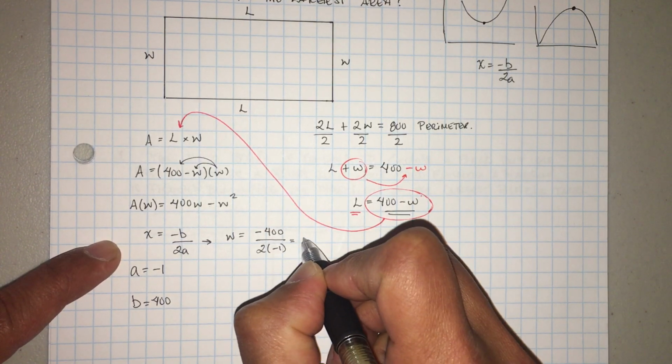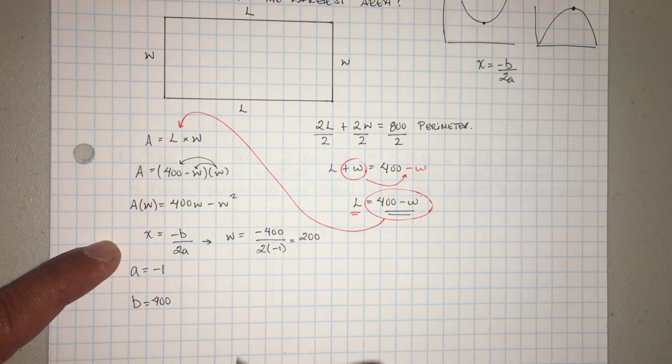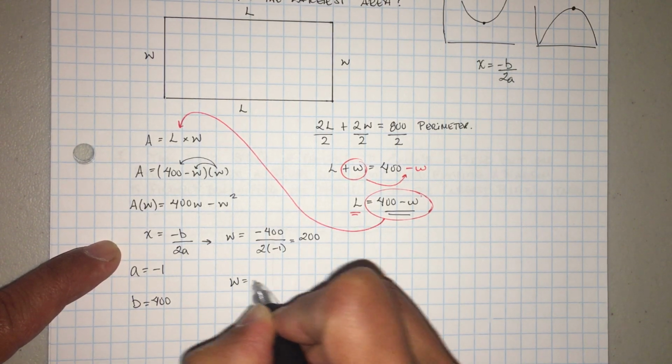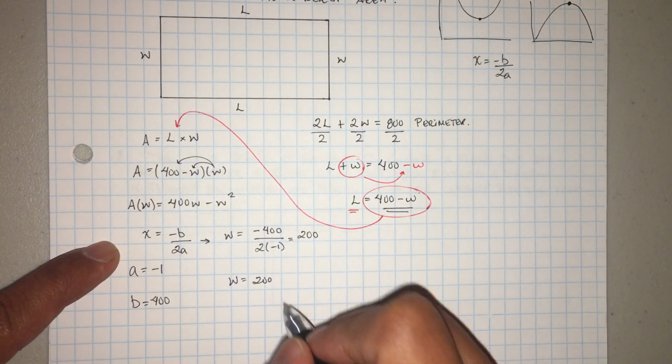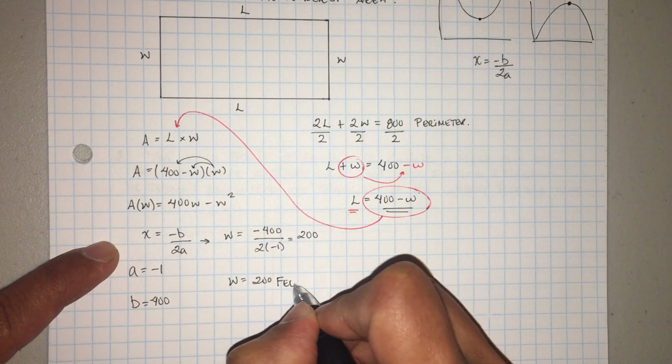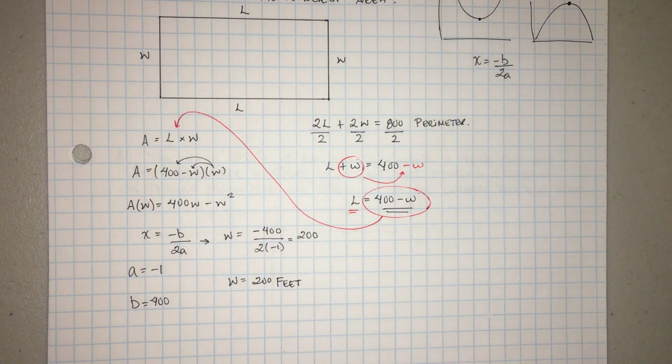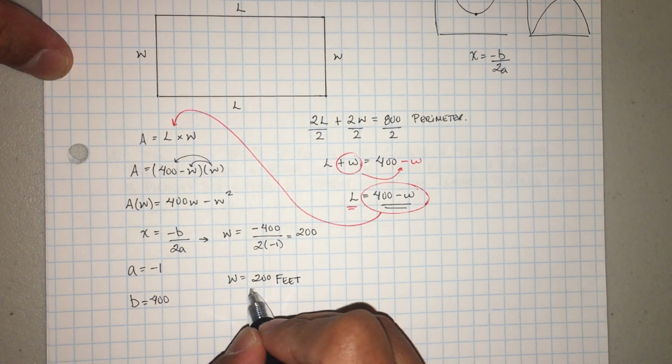So you get 400 divided by 2, which is 200. So the width, lo ancho, is 200. Well, don't forget your units. What are we talking about? We're talking about feet. Estamos hablando de pies. So we're talking about 200 feet. All right. And there it is.